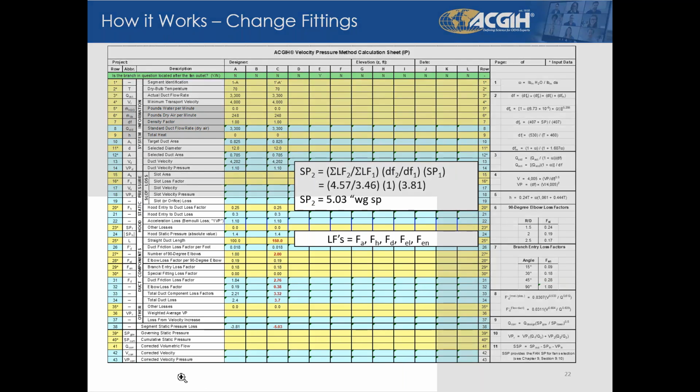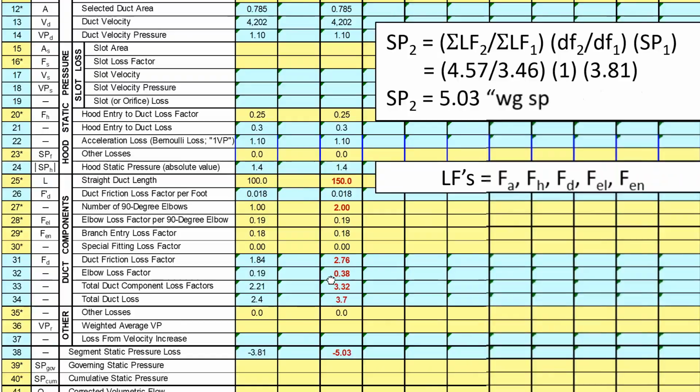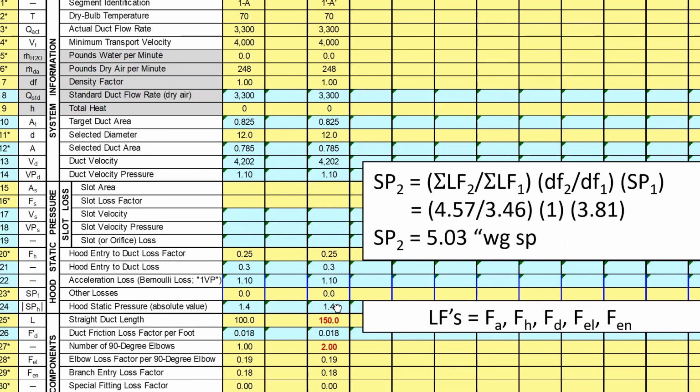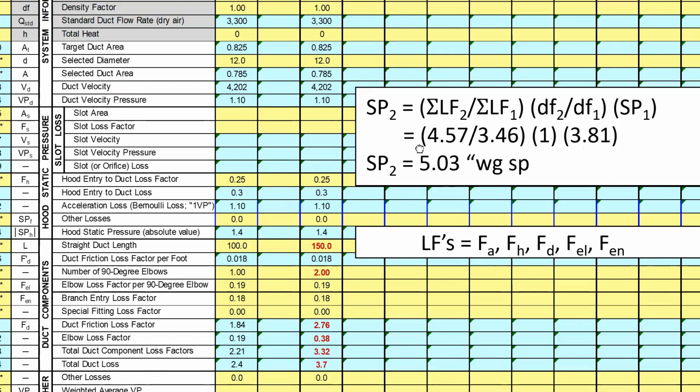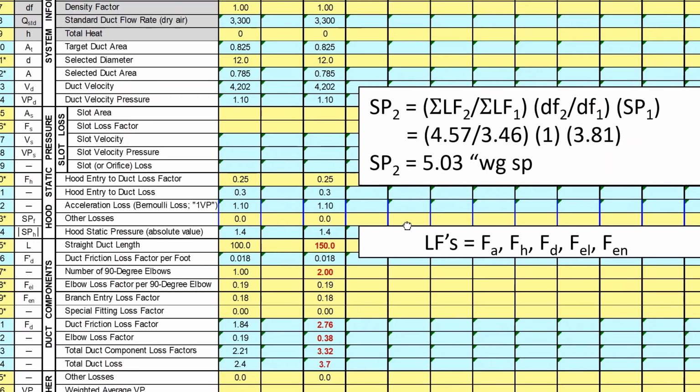Let's look and see what happens now when we change fittings. We change our duct fittings. Now everything in our system data stays the same. Our flow rate's the same. Our velocity is the same. Our duct velocity pressure stays the same. But what happens to our energy loss factors?